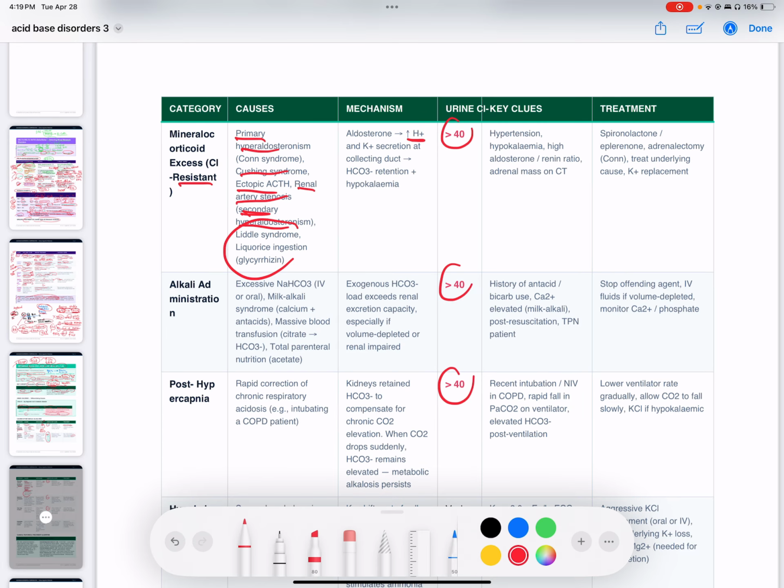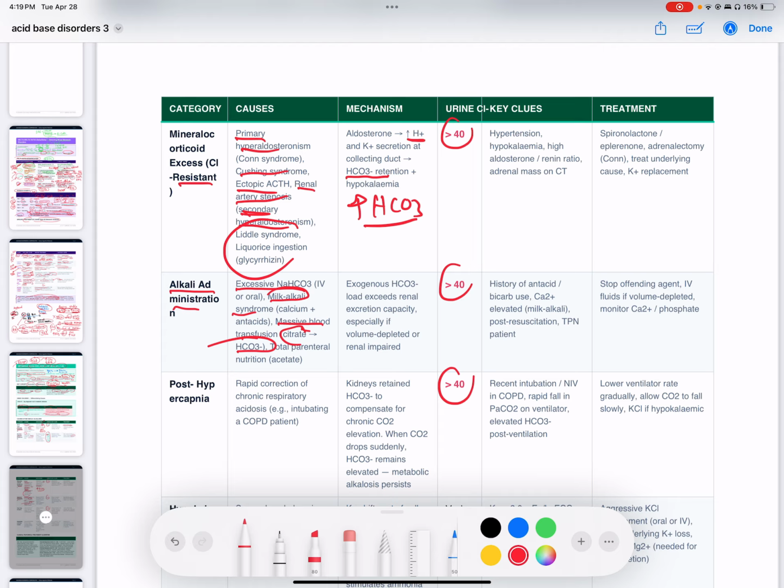So the response will be bicarb retention, so you'll increase the bicarb, causing the alkalosis. Another example would be alkali administration. Sometimes if you are giving a lot of bicarb, or milk alkali syndrome, it has some bicarb in it, or sometimes massive blood transfusion because we put citrate to prevent the blood from clotting, but citrate later can convert to bicarb. And again, here it's not a chloride problem, so it's chloride resistant.